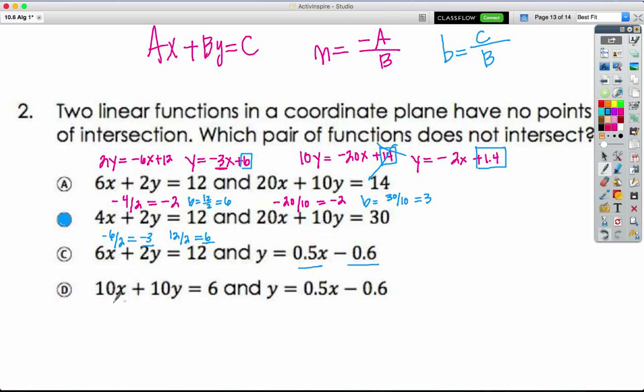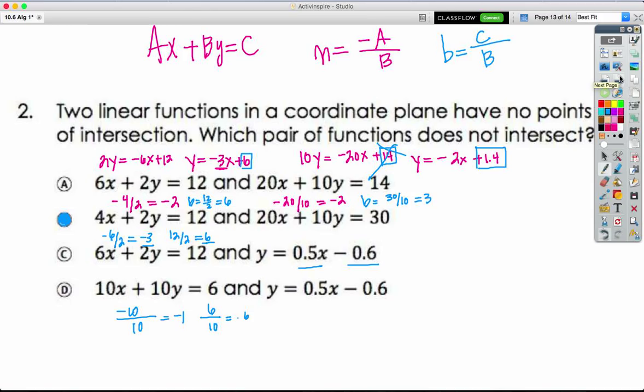On the last one here, again, slope is from -a/b, so -10/10 is -1, and the y-intercept is from c/b, so 6/10, which would come out to be 0.6. So it does have the same y-intercept, but it has a different slope, so it is going to intersect at one point. So option B is the only one that produced a pair of parallel lines that would not intersect.